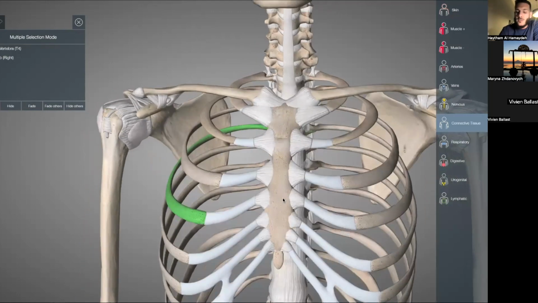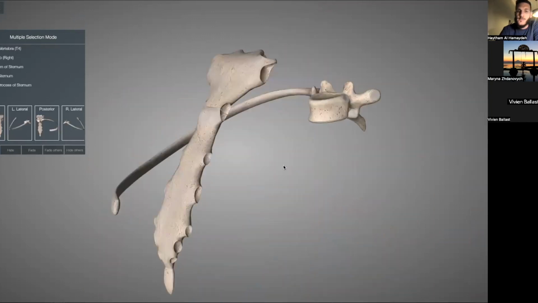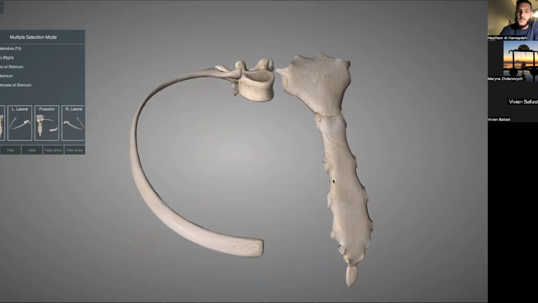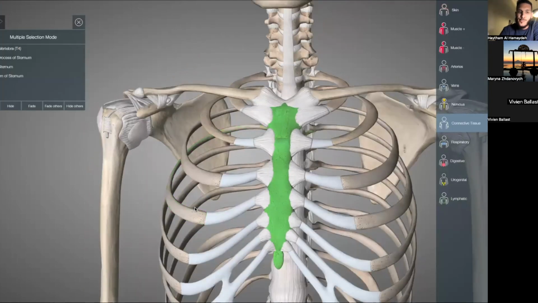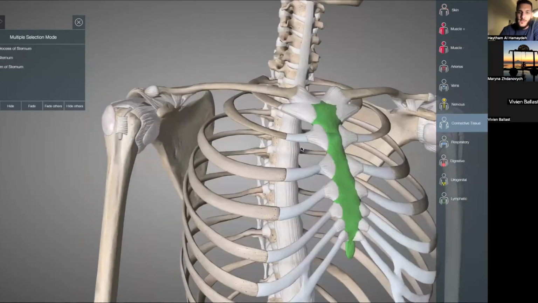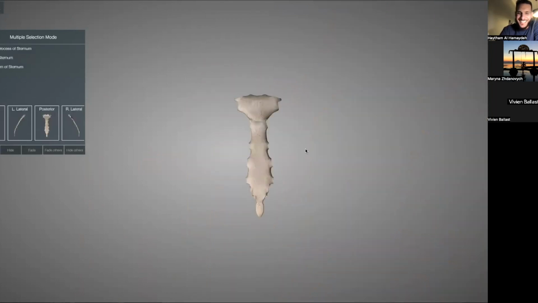Now I'm going to talk about the sternum. So the sternum is a flat bone, an unpaired flat bone, which articulates with the 7 superior ribs, which are the true ribs.